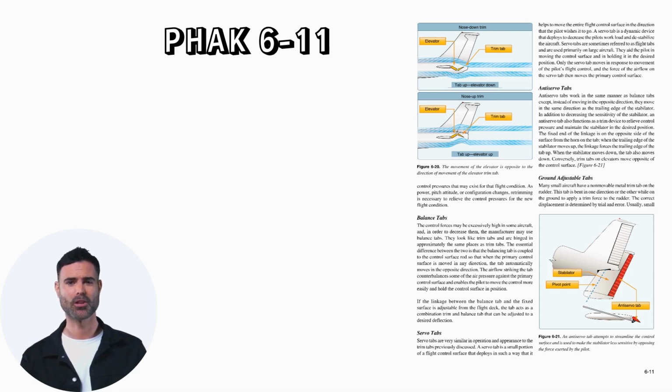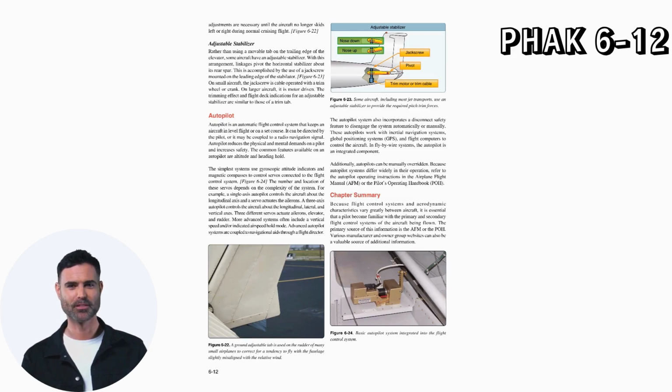Ground adjustable tabs. Many small aircraft have a non-movable metal trim tab on the rudder. This tab is bent in one direction or the other while on the ground to apply a trim force to the rudder. The correct displacement is determined by trial and error, and is usually small. Adjustments are necessary until the aircraft no longer skids left or right during normal cruising flight.